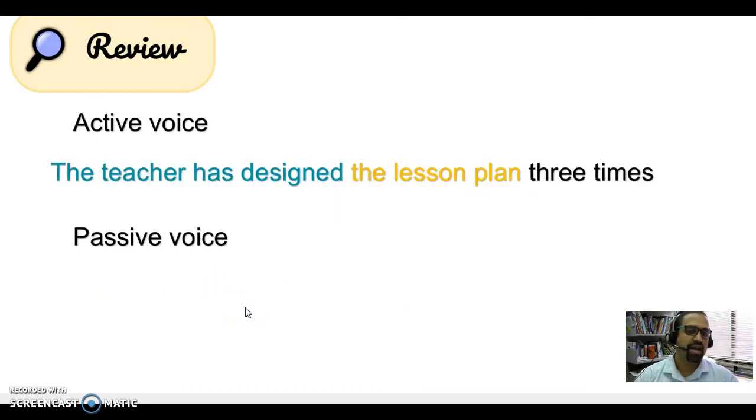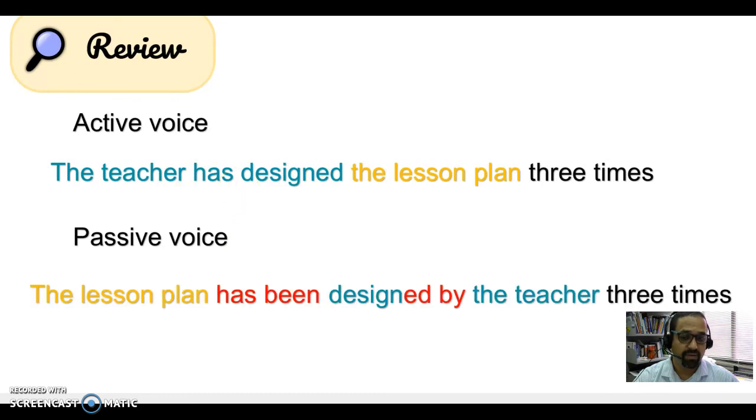Third example: the teacher has designed the lesson plan 3 times. In this case, it's in present perfect. So when we write it in passive voice, we say the lesson plan has, verb to be in "been" because it's present perfect, "has been", and the verb in past participle, "by the teacher 3 times". Okay?